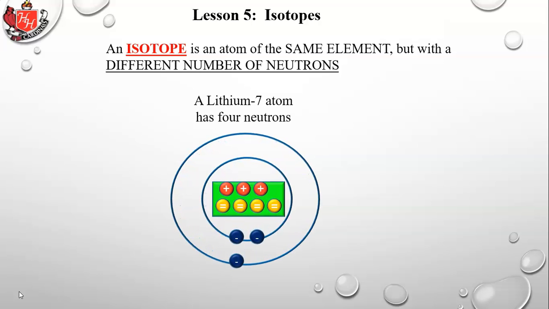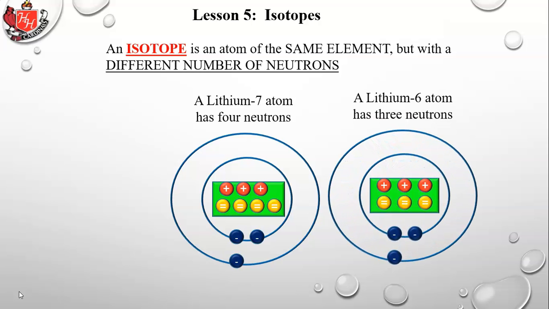So a lithium-7 atom has 4 neutrons. Let's look at this diagram. It has 3 protons, and to balance that, it has 3 electrons. That's called electrically neutral. Same number of positives as negatives. And most lithium atoms, the vast majority, have 4 neutrons.